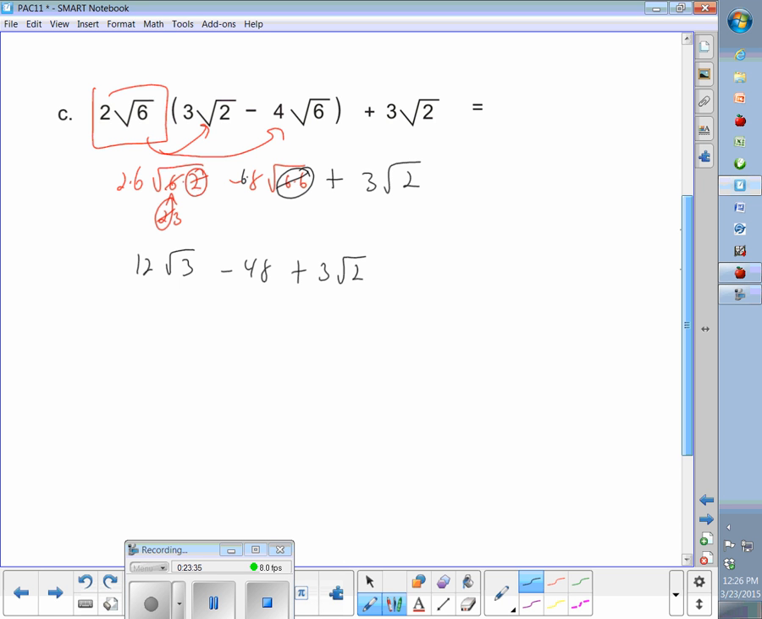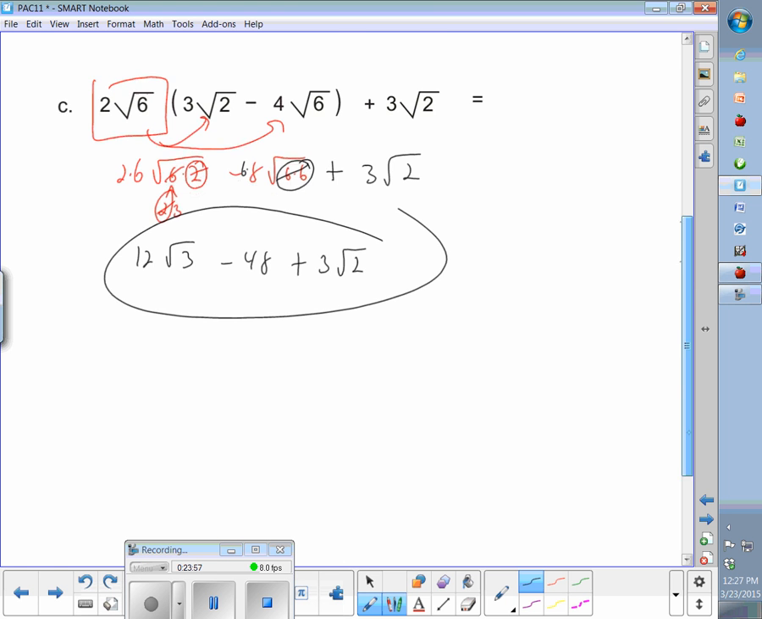You can't do anything. You have 12 of the square roots of 3, like 12 marbles. You have a negative 48, like negative $48. And you have plus 3 times the square root of 2, like 3 Oreos. And none of them add up. And that's it. Now, if the back one would have been 2 times the square root of 3, we could have added it up with the front one. And sometimes they'll add. Sometimes they won't.